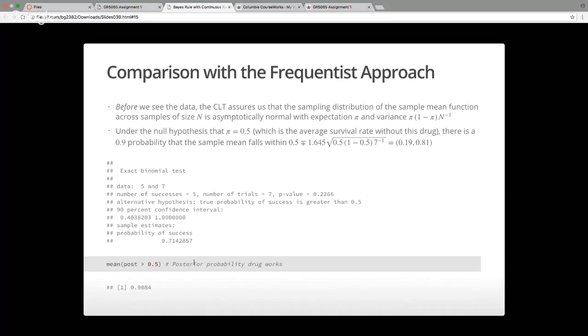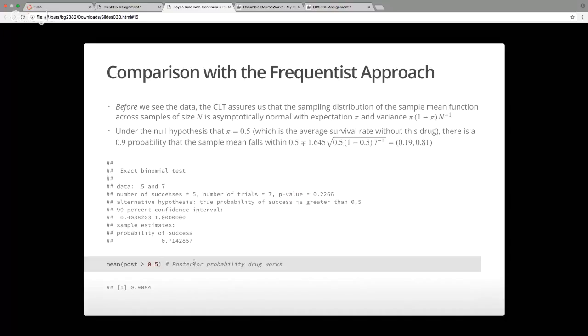But anyway, you can correct for all that and do in R what's known as an exact binomial test. I'm not showing you the code for that because I don't want you to actually do it. But the bottom line here is we get a p-value of 0.2266 for the null hypothesis that the drug is ineffective, with the alternative hypothesis that the cure probability is greater than 0.5. And so we would fail to reject the null hypothesis that this drug is ineffective given the data that we have.